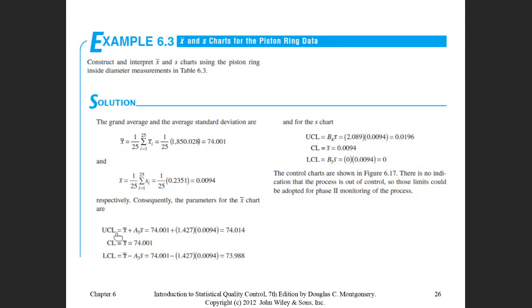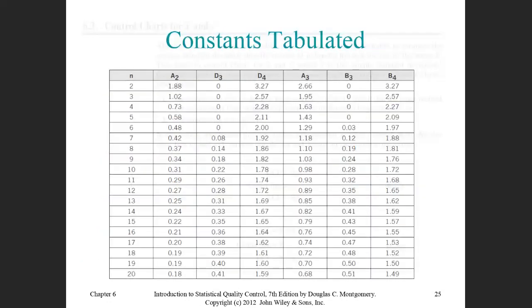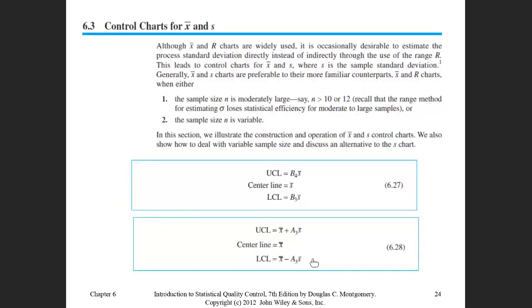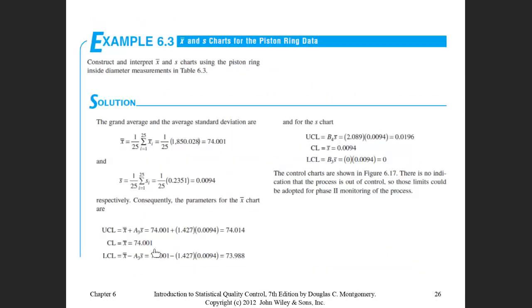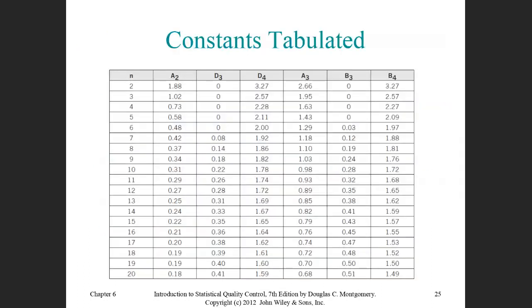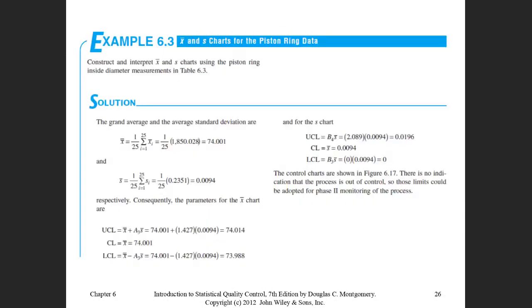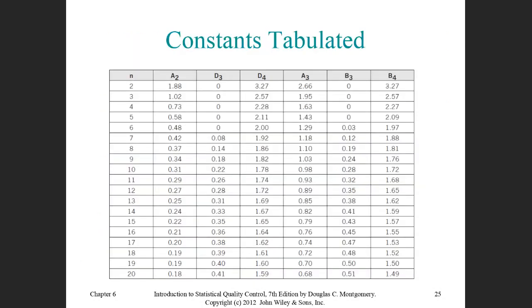For the X double bar, we will use the formula stated here in this slide: X double bar plus A3 times the average of standard deviation, where X double bar is found to be 74, plus A3 from the table. The sample size given here, I believe it was 5, if I'm not mistaken. The A3 is 1.4. So yes, it is 5, the sample size used for X bar S.